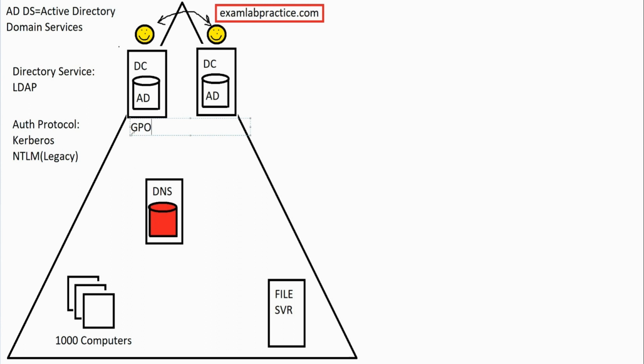GPOs also replicate. So when you create a GPO on a domain controller, it replicates over to the other domain controller. So it doesn't matter which machines authenticate with which domain controller. All right. So these GPOs can be deployed out to these machines, and this is how you turn things on and turn things off. You could even deploy software with that if you wanted to. So it's a very, very powerful system for managing everything.